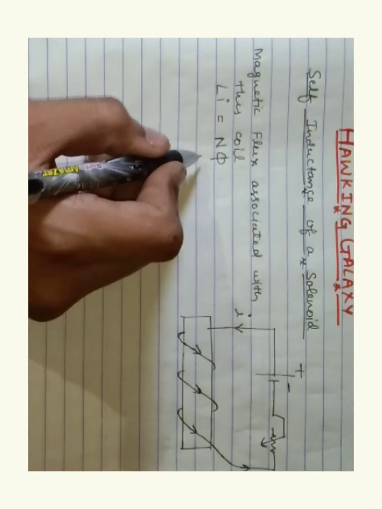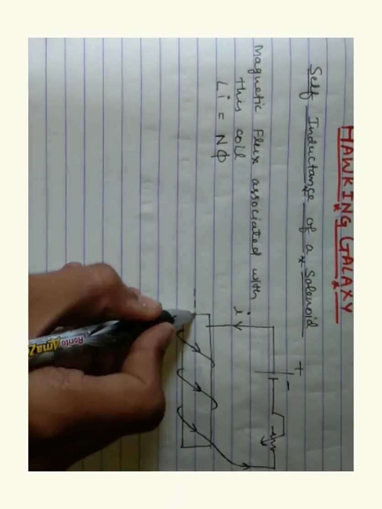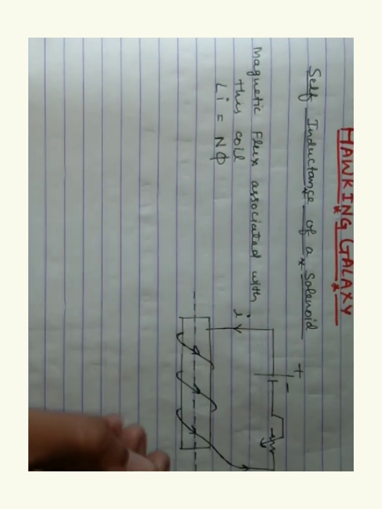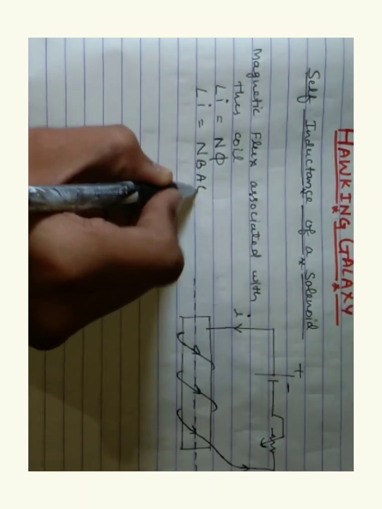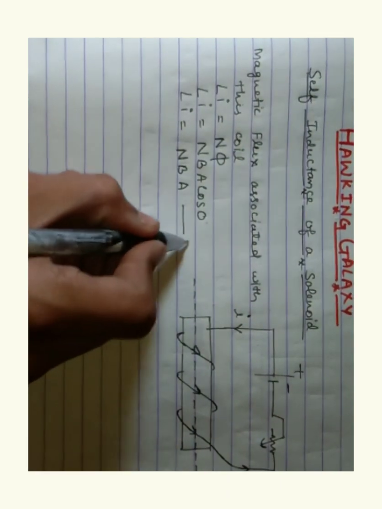Now this phi is the magnetic flux. As you know, phi is BA cos theta, and the angle theta between them is 0 degrees, as you can clearly see. It is on perfect coupling. So LI is N BA cos 0, that is N BA. Let this be the first equation.